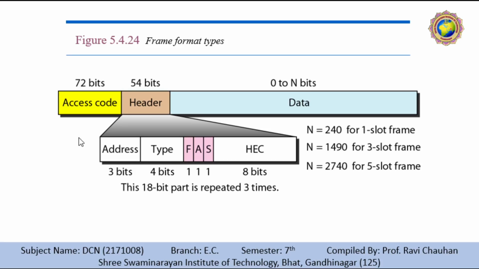So let us discuss these frame format types. First is access code. This 72 bits field normally contains synchronization bits and the identifier of the primary to distinguish the frame of one piconet from the other.